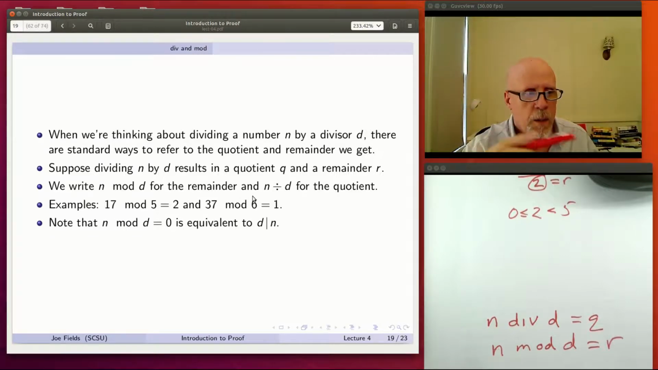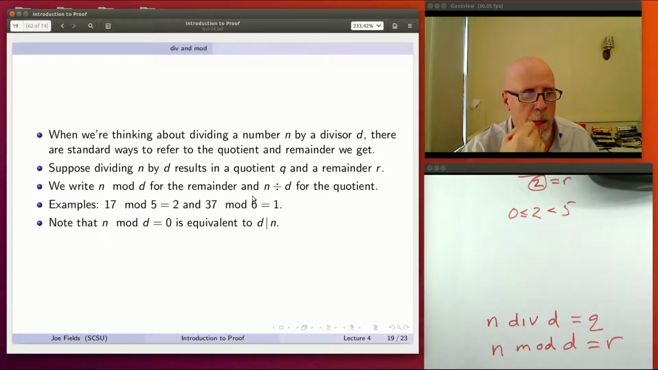It is interesting to note that the mod operator being 0 is equivalent to saying that d divides evenly into n. So if n mod d is 0, that's the same thing as d divides n. This is another example of a place where we could have equivalent definitions, that, of course, we'd need to prove. I'm just saying it for you here.